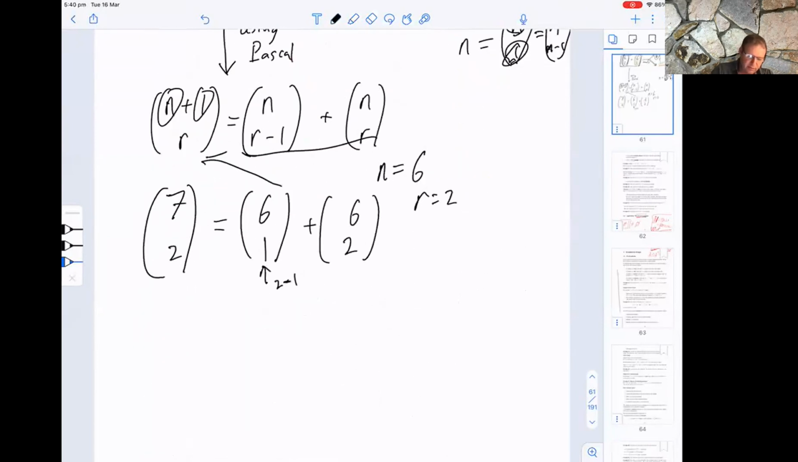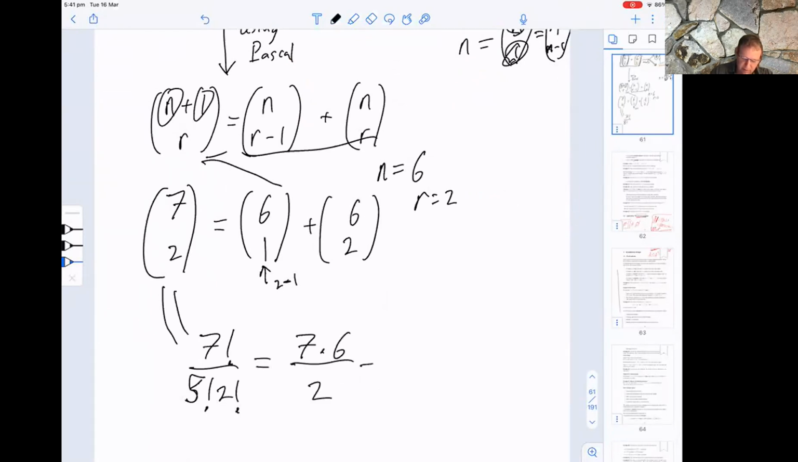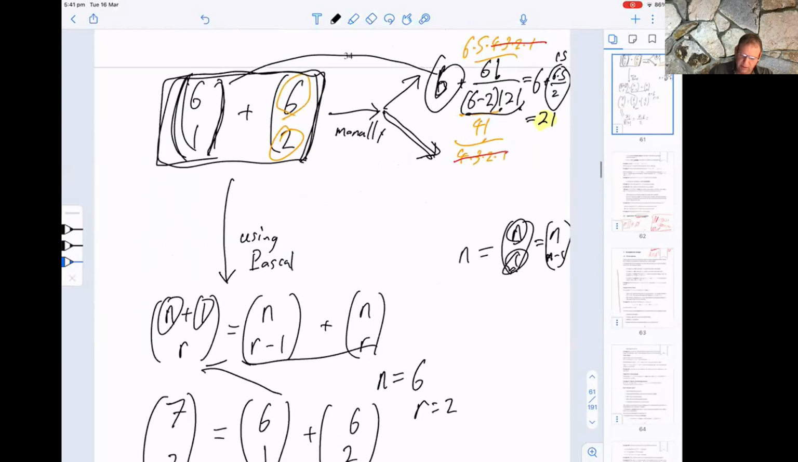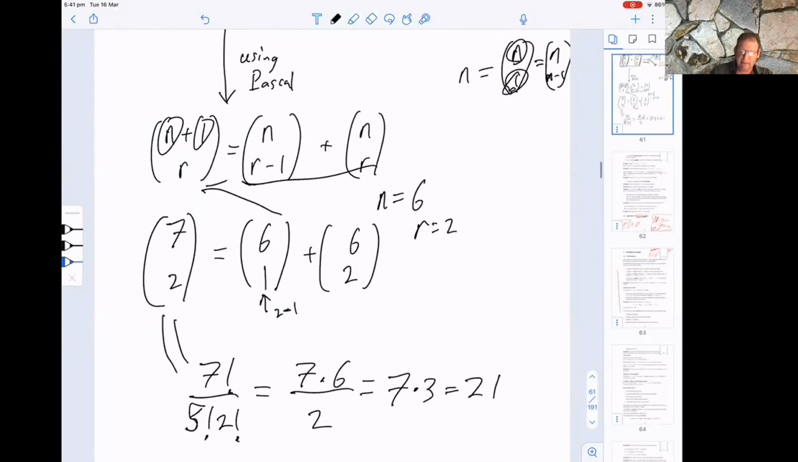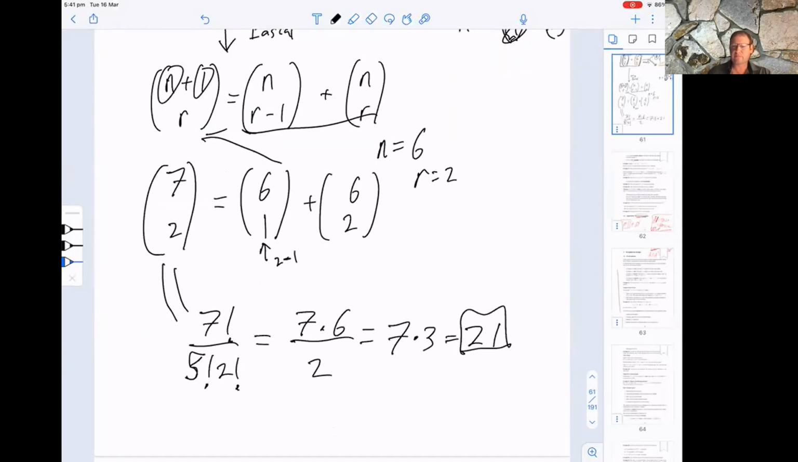So 7 over 2 is 7 factorial divided by 5 factorial times 2 factorial, which is 7 times 6 divided by 2, which is 7 times 3, which is 21, and that's what we got. Okay. All right. So that was a bit of that.